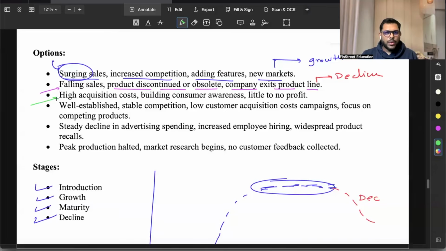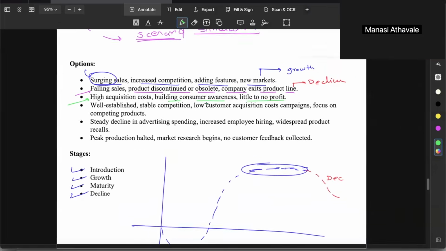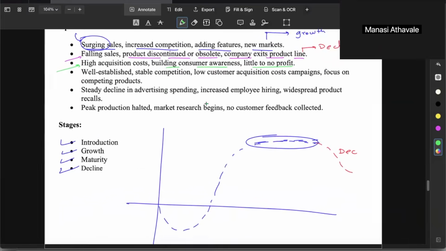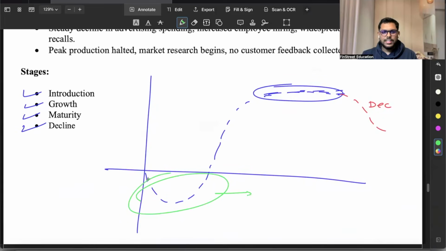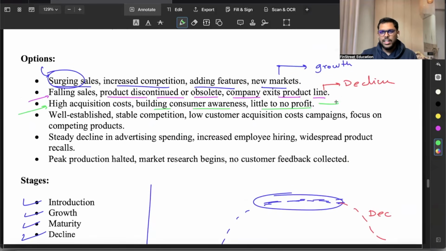Next, high acquisition costs, building consumer awareness, little to no profit. Introduction. Correct. This is introduction. ये वाला phase है. This is negative, right? So little to no profit. So this is your intro phase. Let me write over here as well. This is introduction.